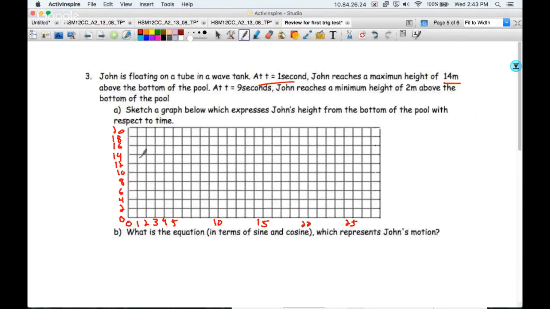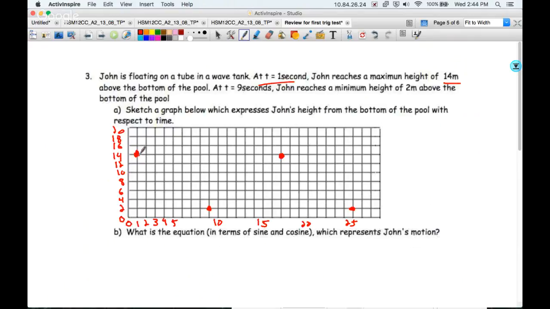So at 1 second, he's at 14. Let's plot that. At 9 seconds, he's at 2. And that's the minimum and the maximum. So if it took 8 seconds to get from the maximum to the minimum, it should take 8 more seconds to get back up to the maximum. So 1, 2, 3, 4, 5, 6, 7, 8. And 8 more seconds to get back to the minimum. And then we're off the graph.